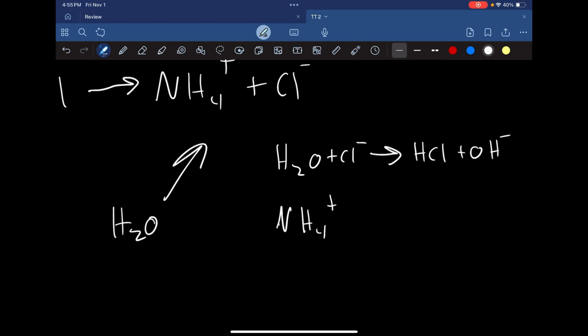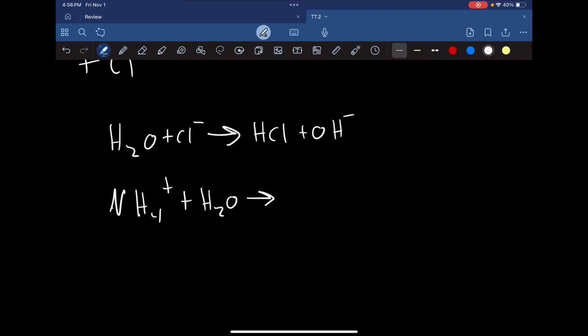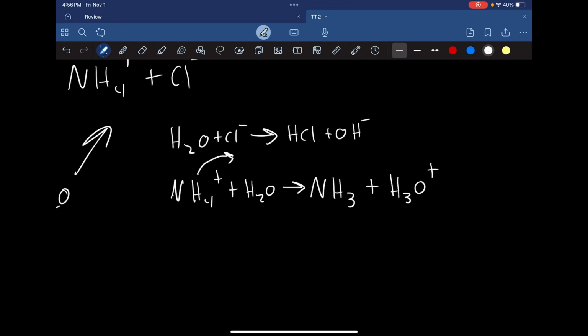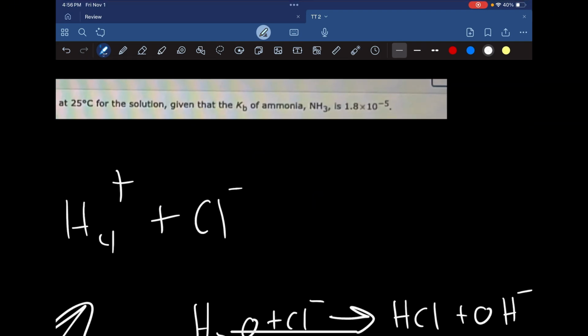NH4 plus H2O produces NH3, because it donates an H plus to the H2O. So it would be NH3 plus H3O plus. And this looks more like what we want because we are given the NH3.